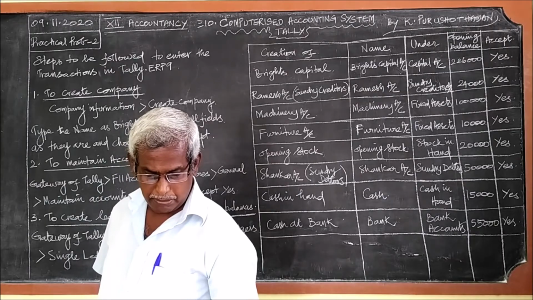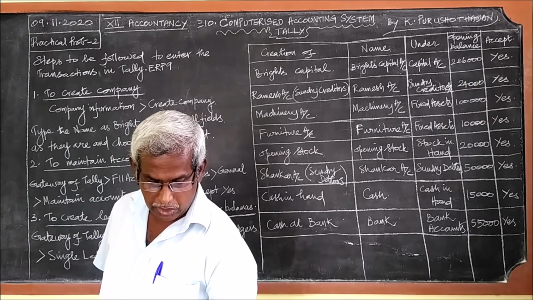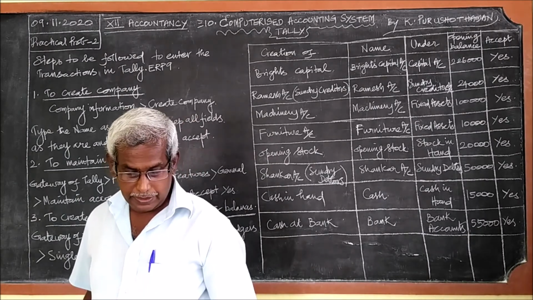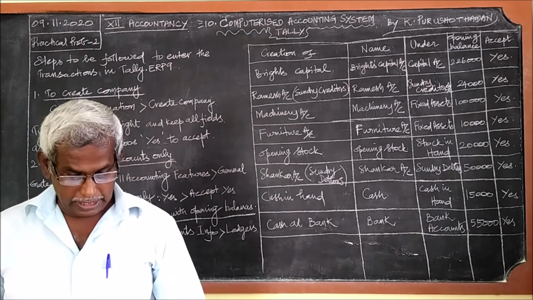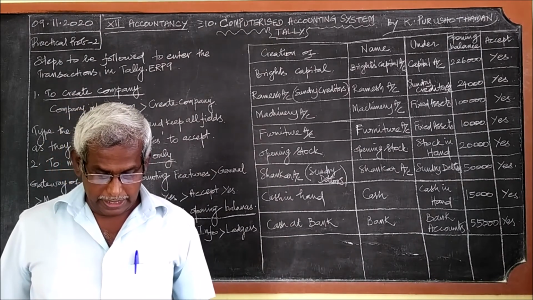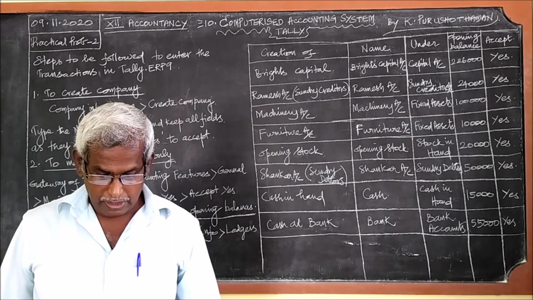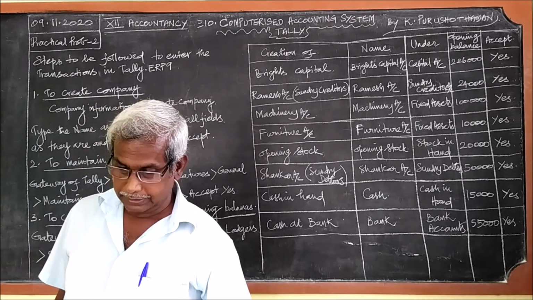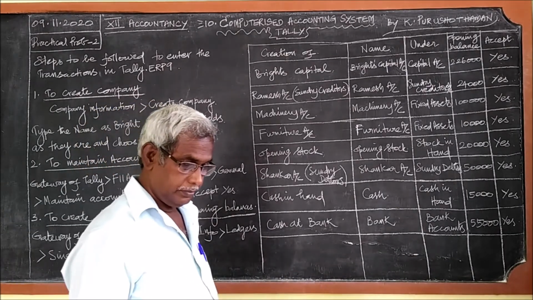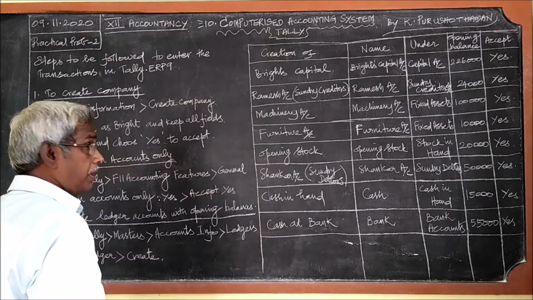There is a problem in the exercise also. Exercise, the second problem. Here, sundry creditors 1,60,000. Next problem.